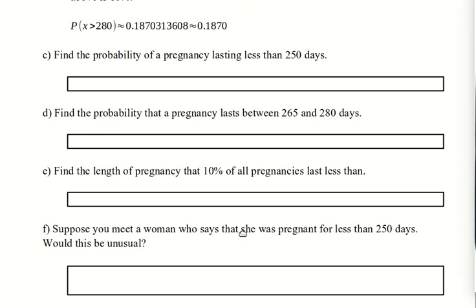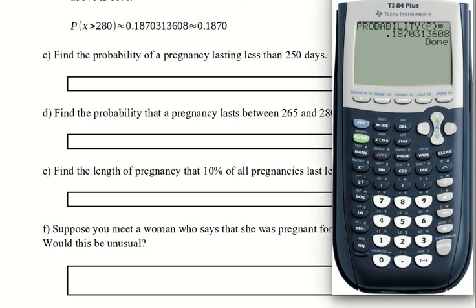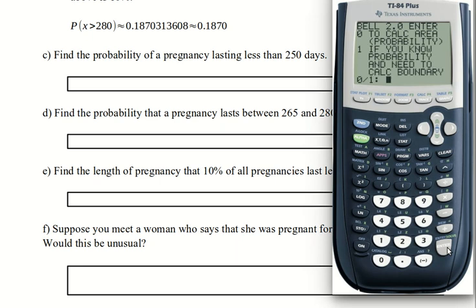So using that same mean and the same standard deviation, 272 and 9, we're going to answer these remaining questions. Find the probability of a pregnancy lasting less than 250 days. So let's go into our calculator and do this. I'm going to go into Bell. I'm going to launch it. We are interested in a probability, so 0. It's normal, so 0. We have our mean and standard deviation. The mean is 272. The standard deviation is 9.